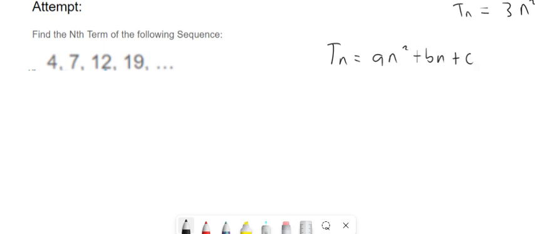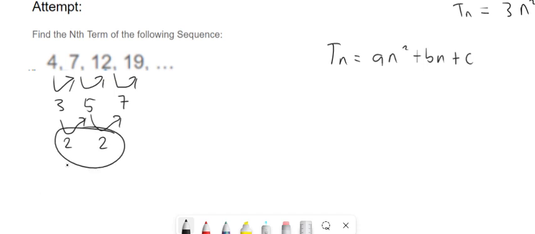So again, let's find our second difference. So the difference between 4 and 7 is 3, the difference between 7 and 12 is 5, and the difference between 12 and 19 is 7. Then let's get our second difference. So of 3 and 5 it's 2, and of 5 and 7 it's also 2. So our second difference is the same each time.